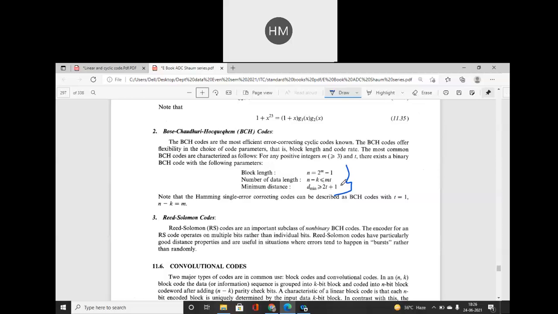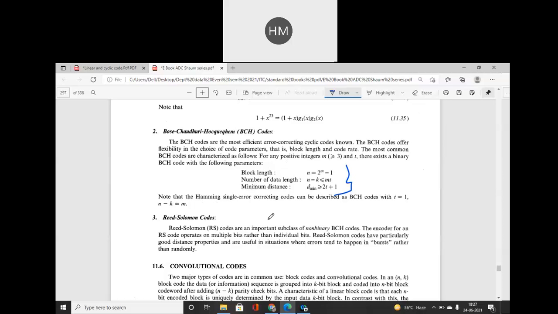Then minimum distance should be d min greater than or equal to 2t plus 1. t is an integer. Generally we take it as 1. Okay. Note that the Hamming single error correcting codes, single error correcting code, so t will be always 1. For 2 error correction, t will be 2. So single error correcting codes can be described as BCH codes with t equals to 1 and n minus k equals to m. This is the property of BCH code.